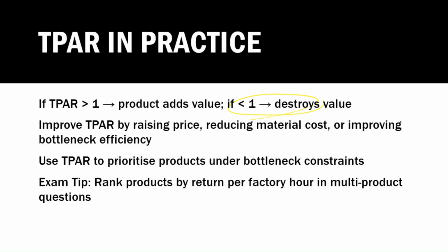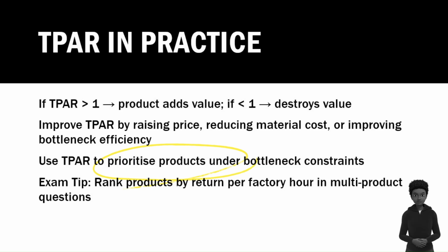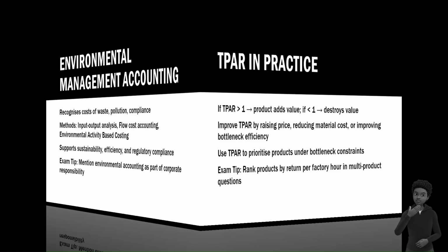To improve TPAR, managers can increase selling prices, reduce material costs, or improve efficiency at the bottleneck. In exam questions with multiple products and a bottleneck constraint, prioritize products with the highest return per factory hour, not just the highest overall contribution.